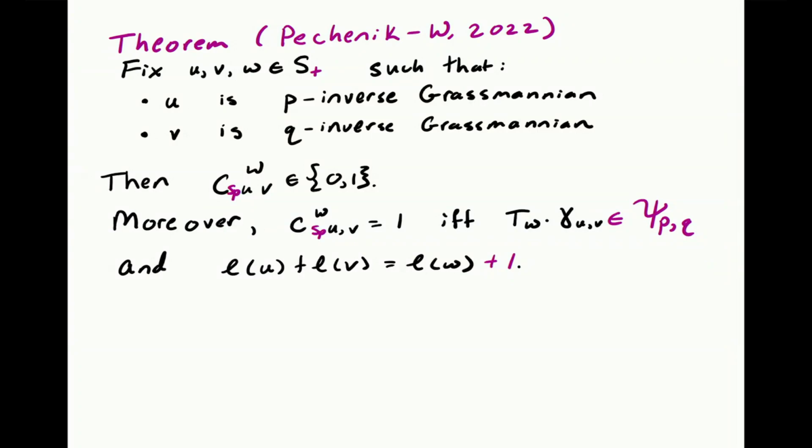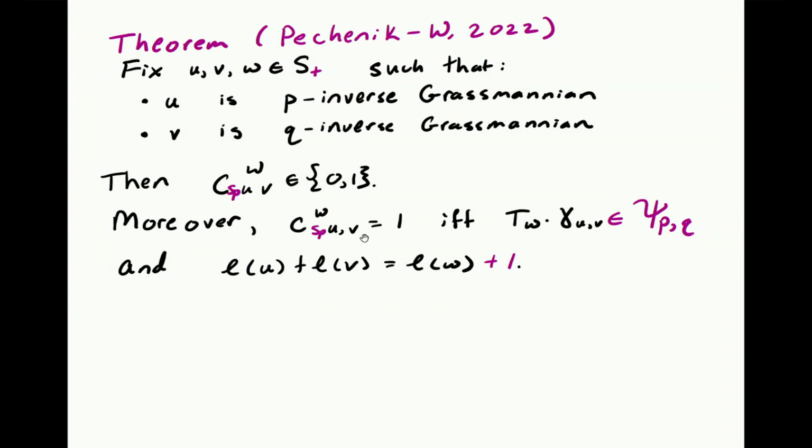So I'm going to state this almost rainbow rule. So again, it looks very, very similar. We have permutations U, V, W of positive integers. U is p-inverse Grassmannian, V is q-inverse Grassmannian. Now here, I've added this S_p. So we're able to multiply S_p U's Schubert polynomial times V's Schubert polynomial and see what happens. Now, this product is still multiplicity-free somehow. So that's nice.